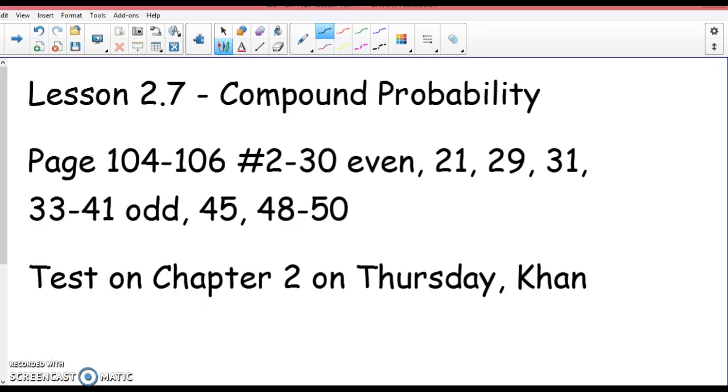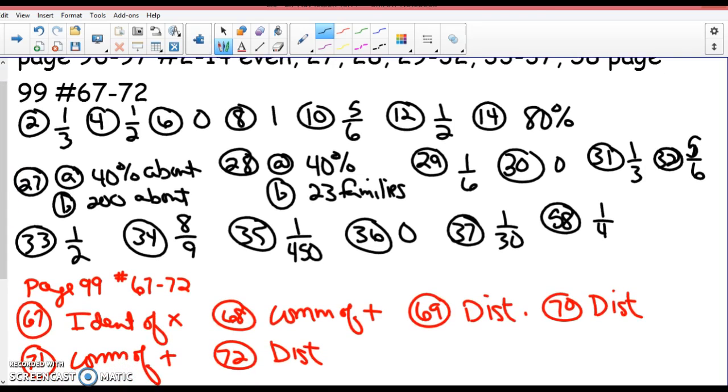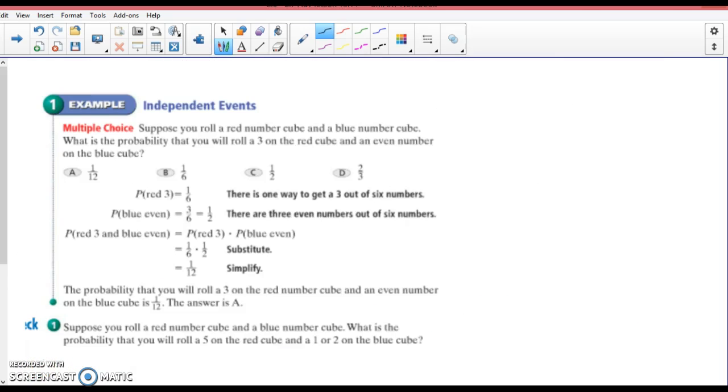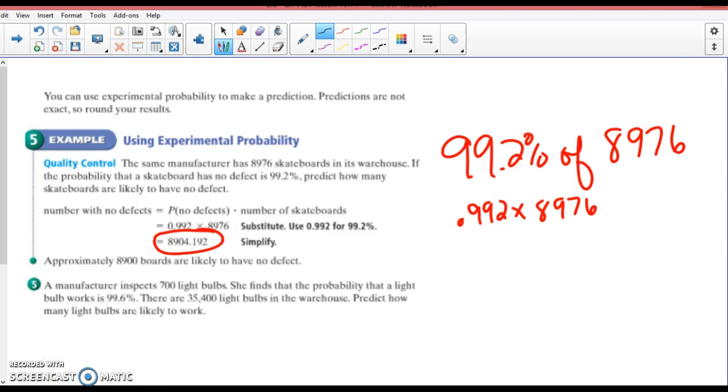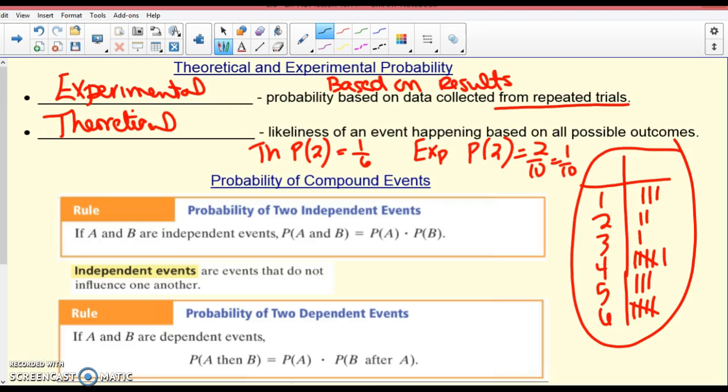2.7, it's compound probability. This is the homework that goes along with it. And here are the answers to last night's homework. You're going to want to pause this and check your work. All right, I am going to go backwards to this screen.